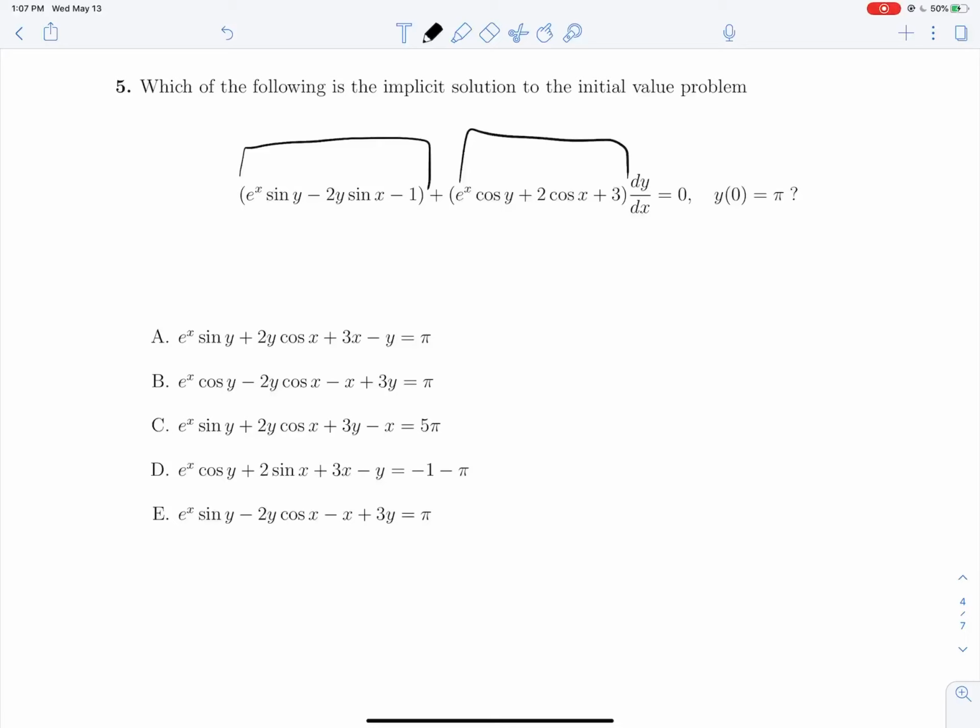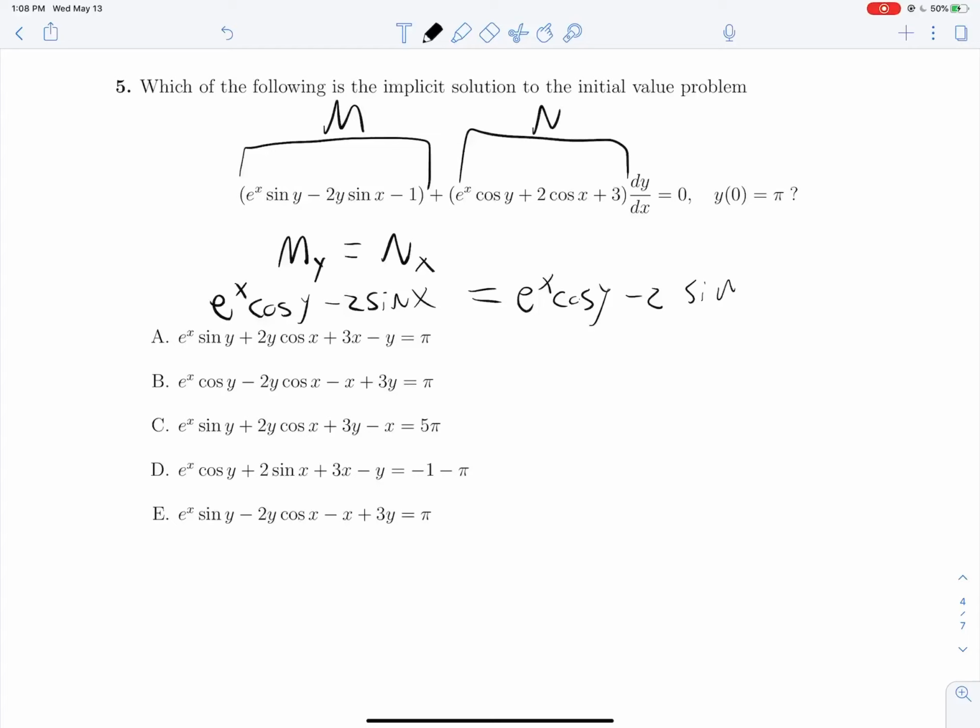But in order to check whether it's exact or not, we have to do a little bit of testing. We will label this expression M and this one N, and we're checking if the partial derivative of M with respect to y is equal to the partial derivative of N with respect to x. M_y will be e^x cos y minus 2 sin x, and we're checking equality with N_x, which is e^x cos y minus 2 sin x. So yes, this is an exact equation.